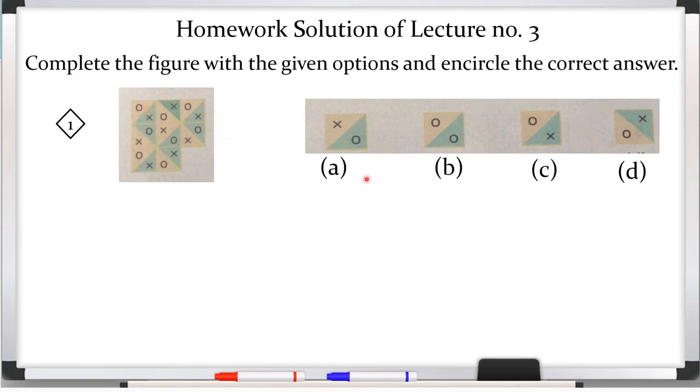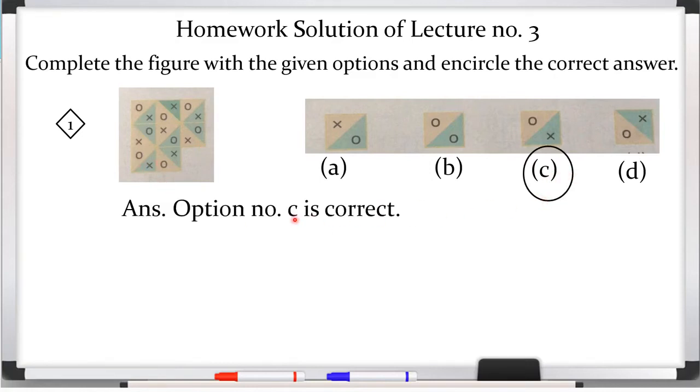Here we will see it is in option number C. So if we put this option number C here, this larger figure will complete. So here we will circle this option number C, and the answer of this question is option number C, okay. There is 0, then cross, then 0, then cross, then 0, then cross. When we put this figure along this figure, then this larger figure will complete, okay.